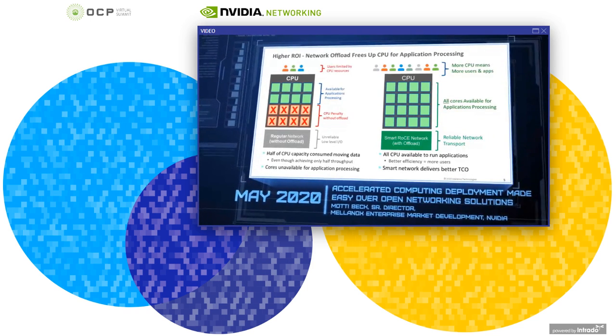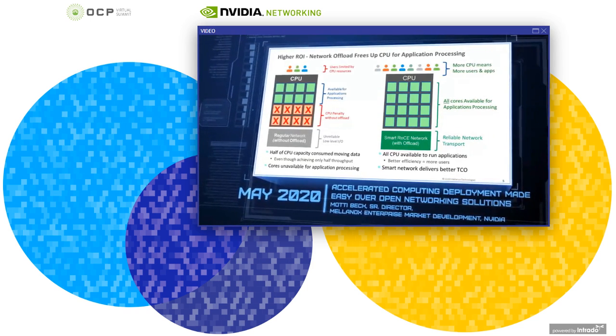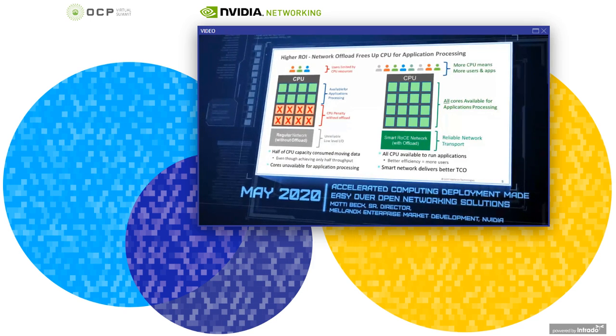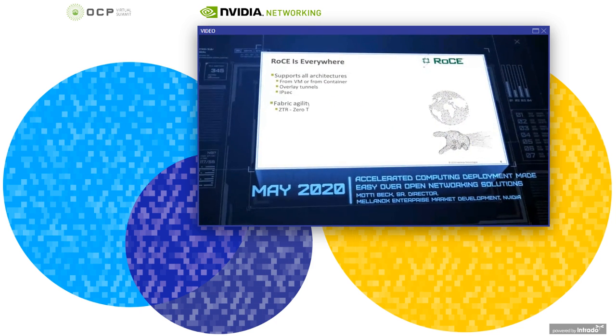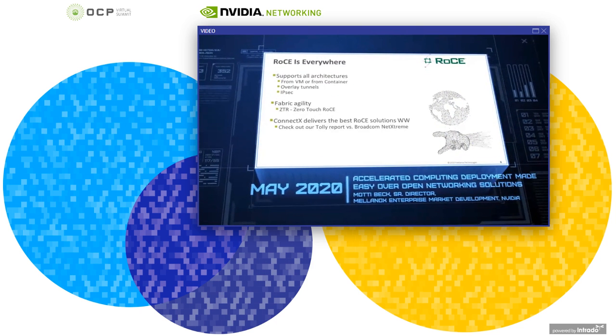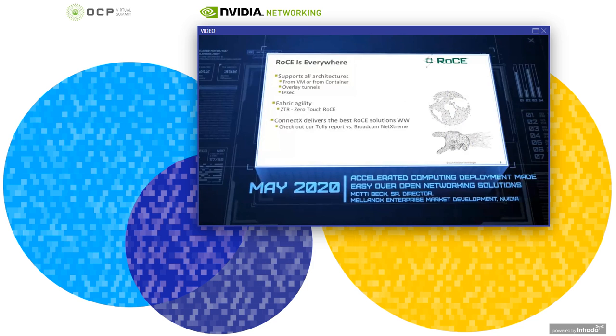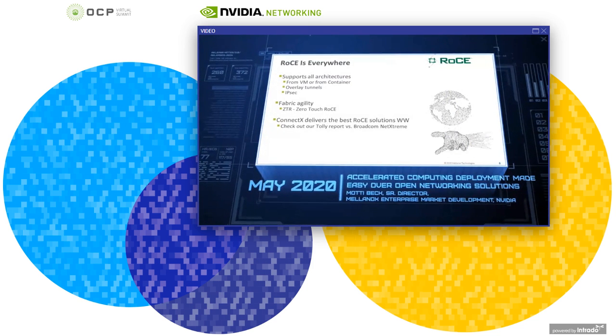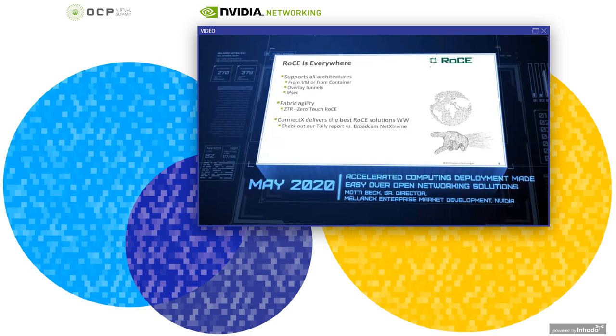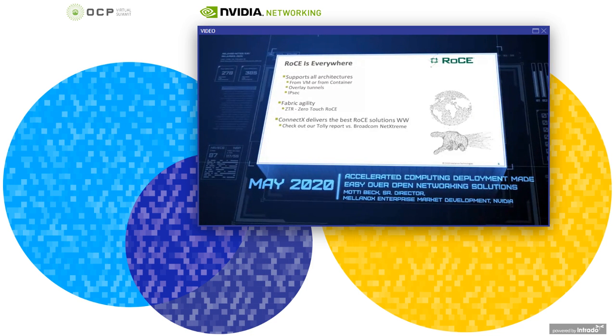So this is a great example, and this is why we see RoCE everywhere in any data center. If in the past it was just in a niche market, today you can see it on bare metal, virtualized environment, virtual machines, or containers, overlay, whether it's VXLAN or Geneve.